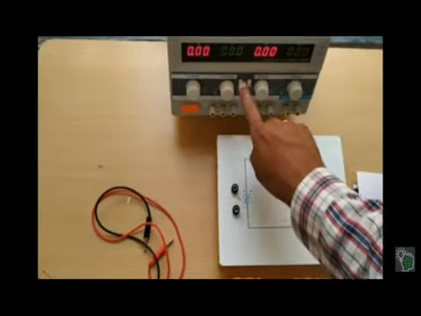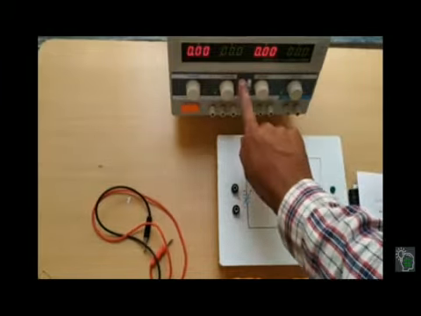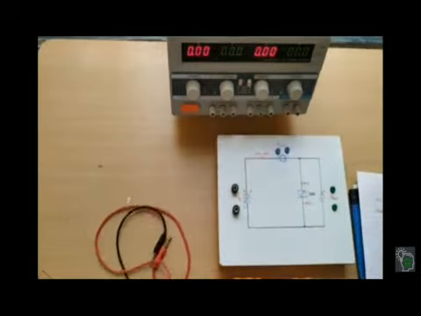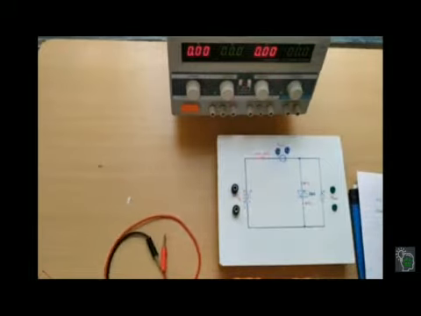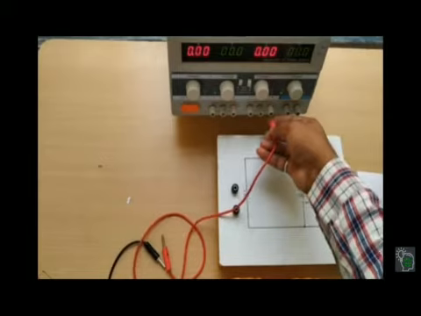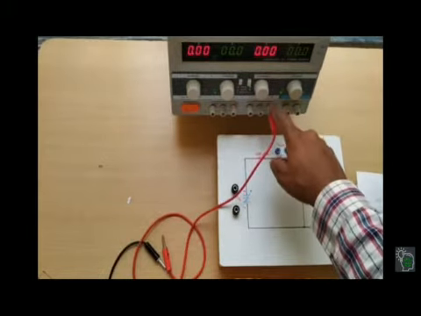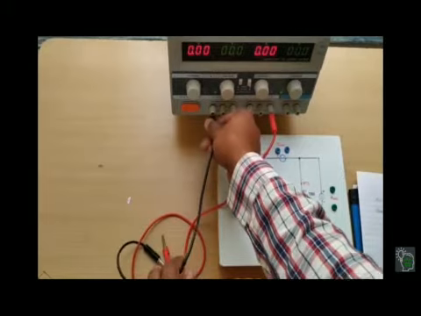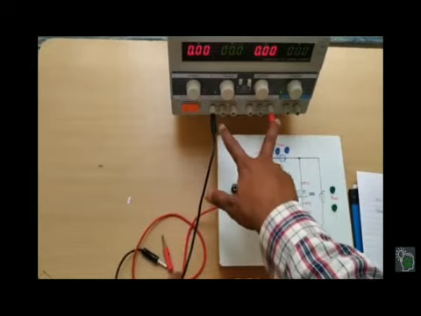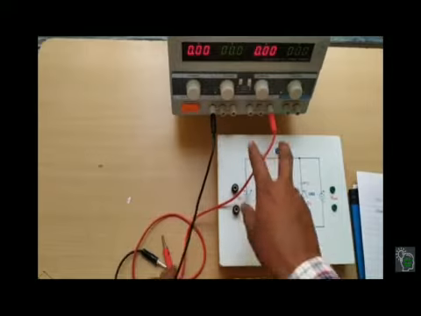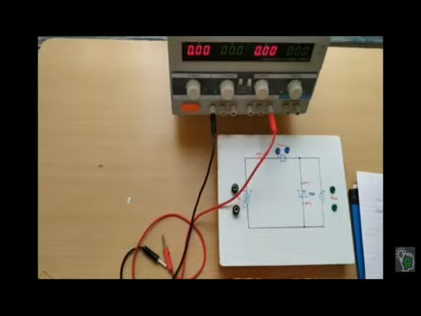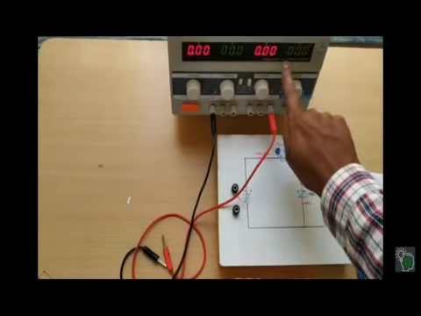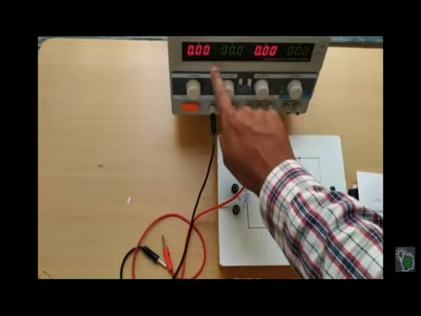Positive terminal is connected to channel 1. These are the two knobs which are set in series. Positive terminal is connected to channel 1 and negative terminal is connected from channel 2. These two connections are given to the DIAC. Here the DIAC is bidirectional.